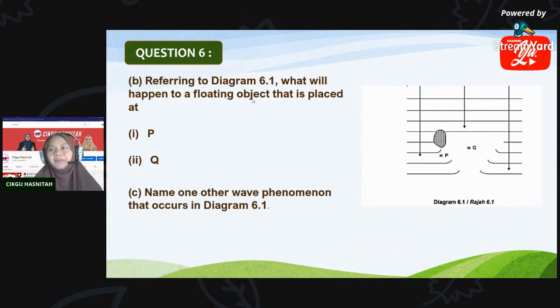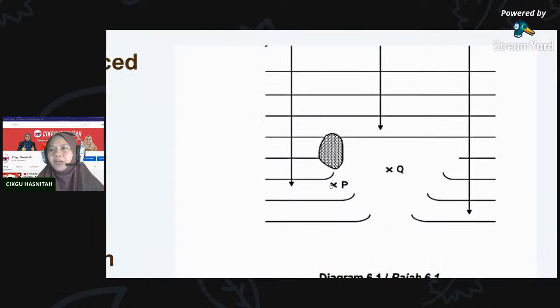Next. Okay, B. Now we focus on diagram 6.1. What will happen to a floating object that is placed at P and Q? We place two objects. P is placed near to the log and Q is placed here at the center. You see here there is no wavefront at Q. P is placed at the wavefront.